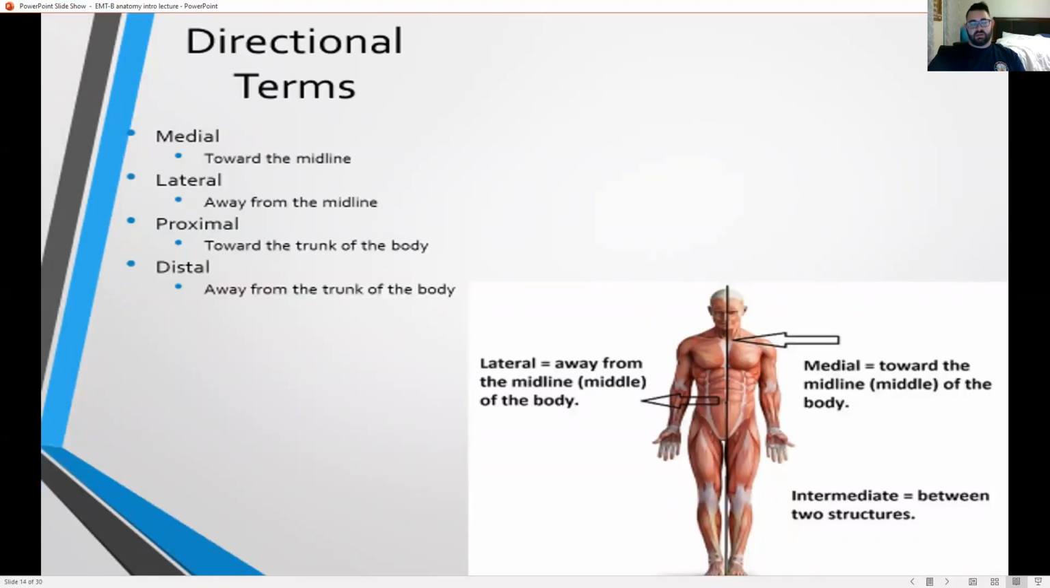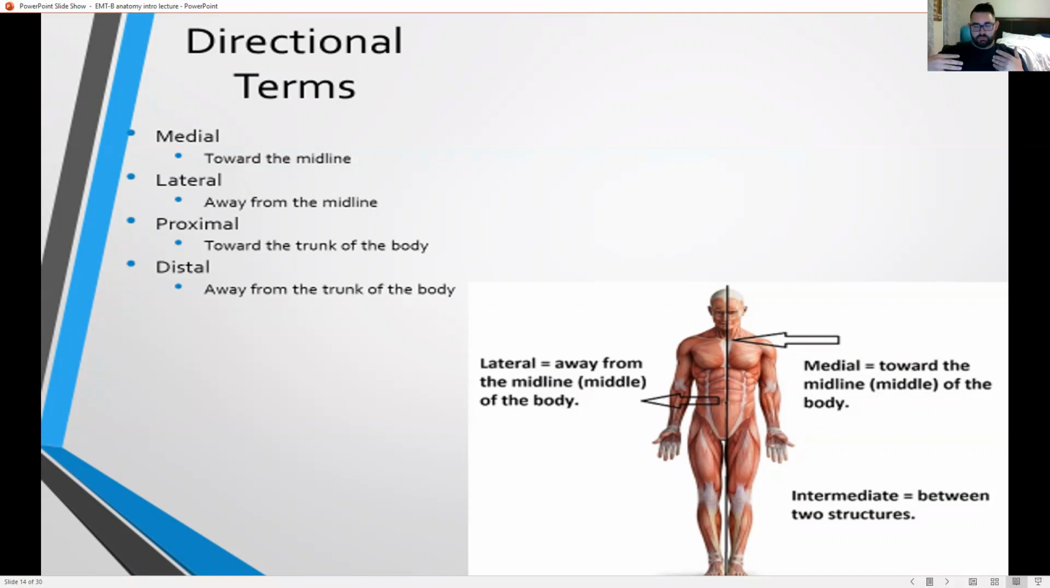All right, more directional terms. We're talking about medial now. Medial means toward the midline. The midline is if I split your body down the middle, all the way down. That is important because we need to know if things are moving more towards the middle or more towards the outside. So if I have an injury on the inside of my elbow, it's on the medial portion of my elbow. If it's on the outside of my elbow, it is more lateral. It is farther away from the midline. So medial is closer to the midline, and lateral is farther from the midline.